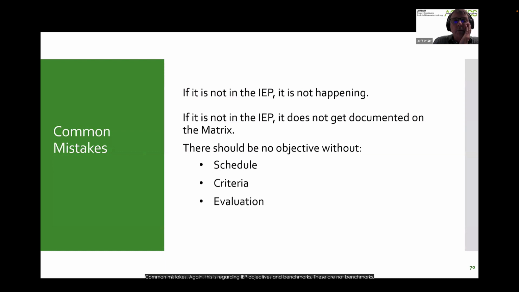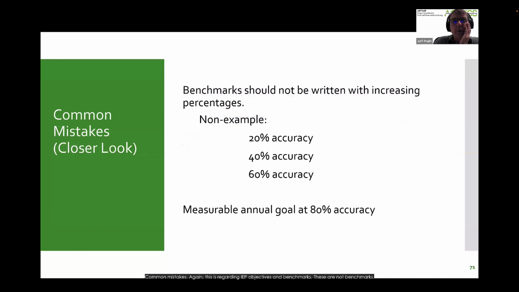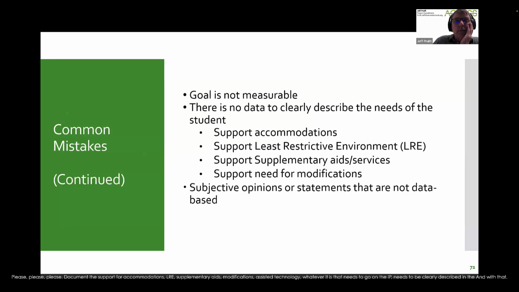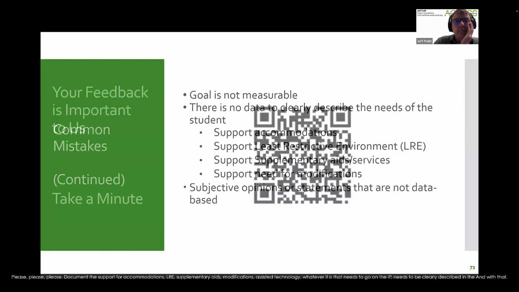Common mistakes. Again, this is regarding IEP objectives and benchmarks. These are not benchmarks. You can't write them. Let's say the goal says 80% accuracy. You can't write benchmarks with 20%, 40%, 60% and think that that is a task analysis. It is not. Please, please, please document the support for accommodations, LRE, supplementary aids, modifications, assistive technology, whatever it is that needs to go in the IEP needs to be clearly described in the PLAF statement.